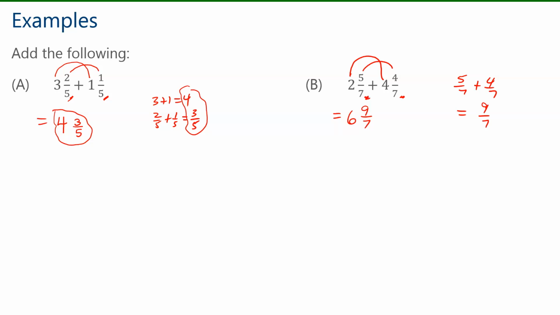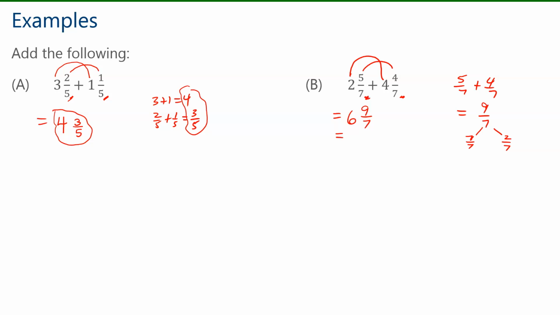But please don't leave your answer as 6 9/7. Why? Well, because 9/7 is not a proper fraction. It's improper. And what it being improper means is that we can actually get another whole out of the 9/7, because 7/7 will create that new whole, and I'm left with 2/7 of another whole.